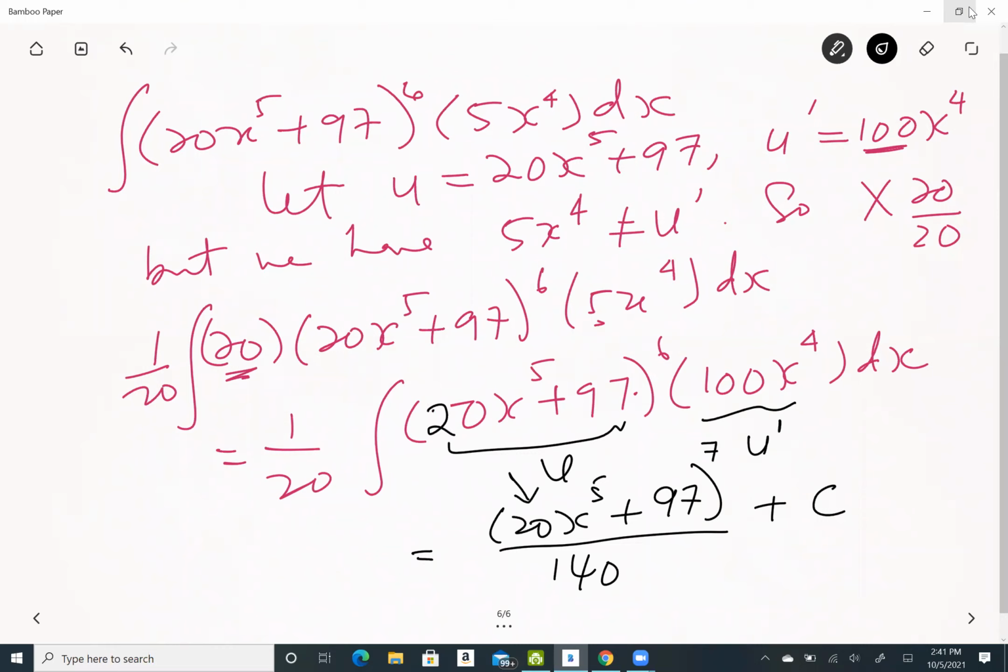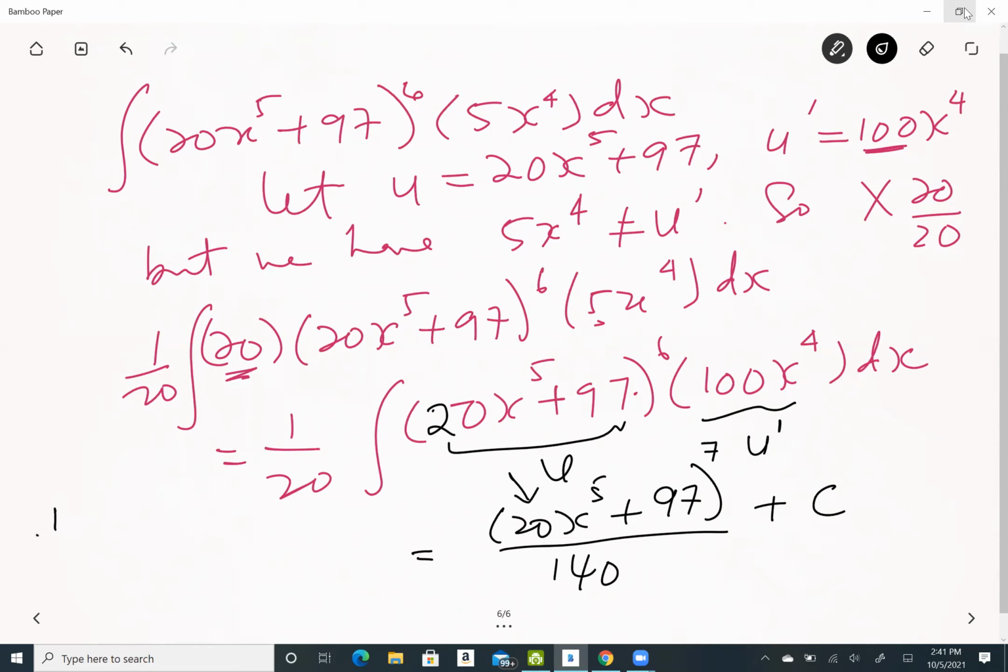So you have (20x^5 + 97)^7, everything divided by 140. Okay, is that right? Okay, let's see. We let u be the terms in the bracket, and then you multiply by 20 over 20. So you got this one. All right, so what we will get is this.